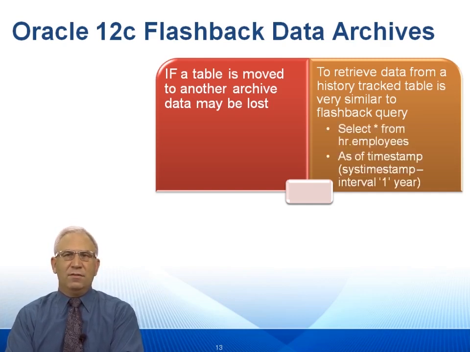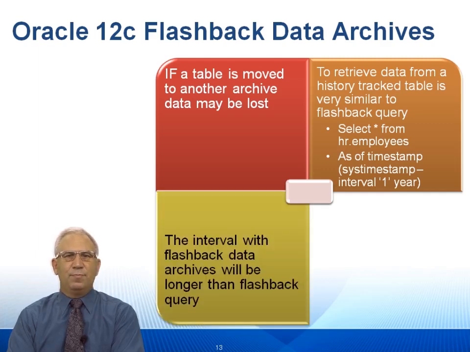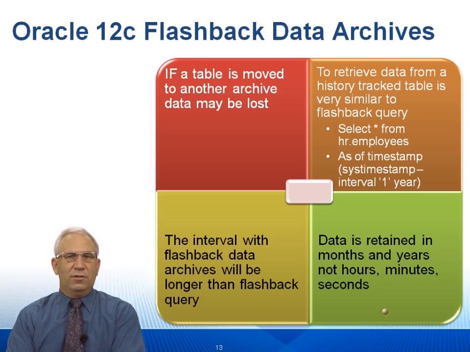To retrieve data from a history track table, it's going to be very similar to a flashback query, except you notice here, when we give it the AS OF TIMESTAMP command, the interval is not a day or a minute, it's a year. So we would write the query the same way with flashback data archives, except our interval would be something like days, months, or years. This operates very similar to flashback query. The only major difference is flashback query retains data in hours, minutes, seconds. Flashback data archives is days, months, years.